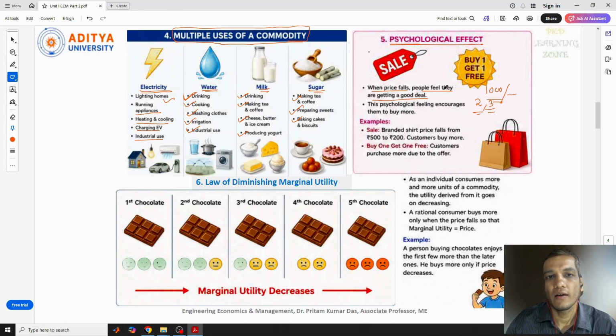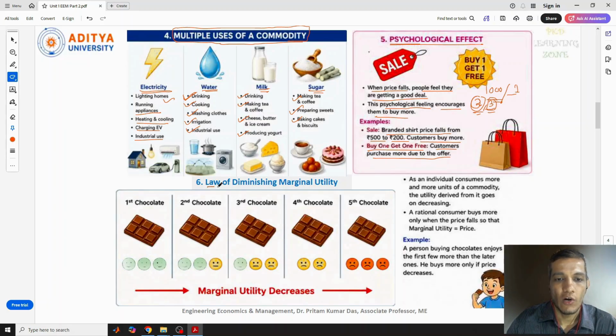So what will the consumer think? The same price, same product I purchased for 1,000 rupees, only a single piece. Now I'm getting 2 or 3. So why should I not purchase immediately? This psychological feeling encourages the consumers to buy more. Same thing, if the branded shirt falls from 500 rupees to 200 rupees, the consumers will buy more items. Also with the offer buy one get one free, consumers purchase more due to the offer.